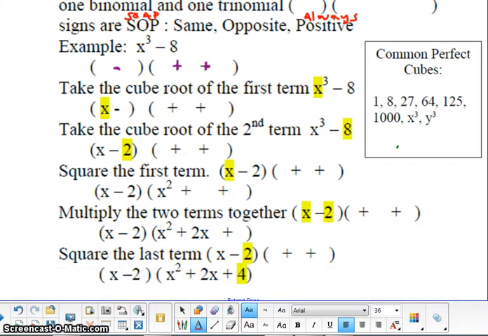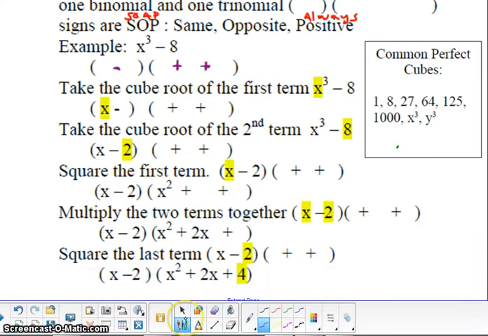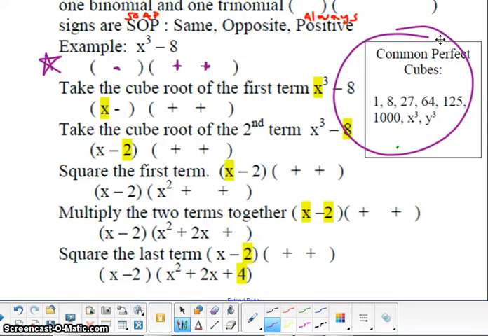So what happens is 2 times 2 is 4. So always do the signs first, because I think that'll be very helpful when it comes down to the end. And then square the first, multiply the two together, and square the last. Also, you should be aware of the common perfect cubes, and notice that we have x cubed and y cubed in that area. That is also good for you to visually see that and know that you may have a common perfect cube.